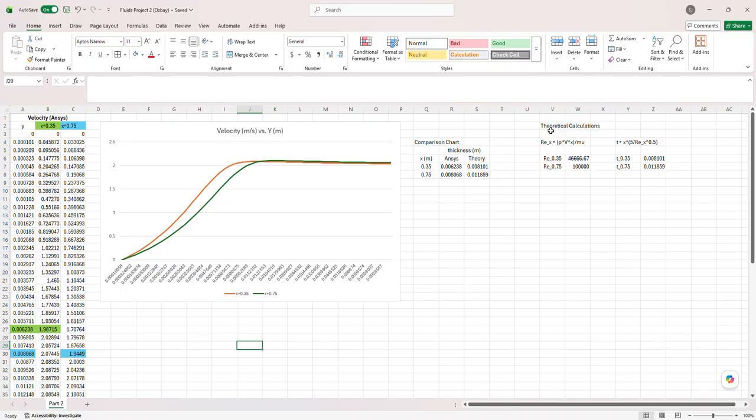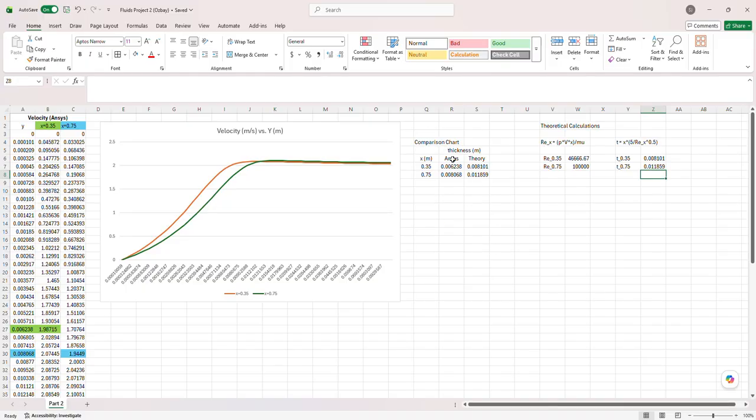So here are my theoretical calculations using the Reynolds number and all the parameters that were given. I was able to calculate the Reynolds number for each one, and then I also calculated the theoretical thickness with that Reynolds number. And you can see the formula right here. I just took that from the project instructions. So I created a chart out of that as well.